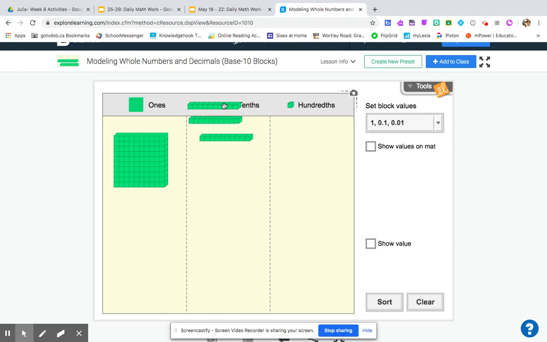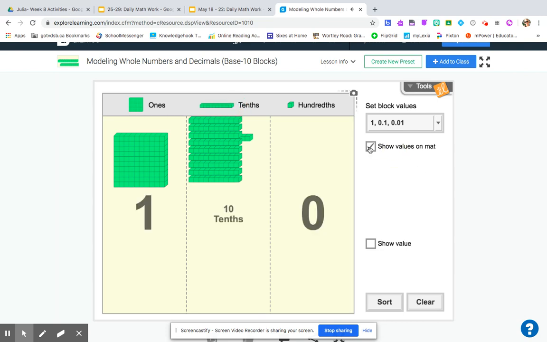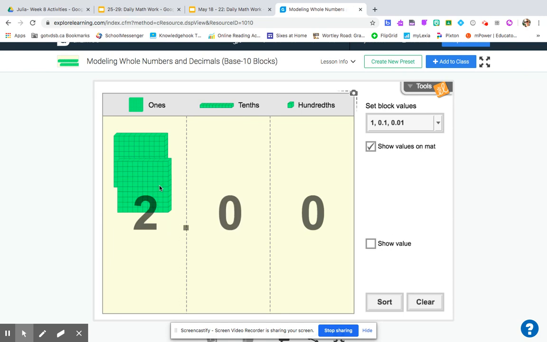So if I click on 10 quickly here, 1, 2, 3, 4, 5, 6, 7, 8, 9, 10, and let's just show the value here. 10 tenths, we would be able to trade 10 tenths in, and it would make another whole.